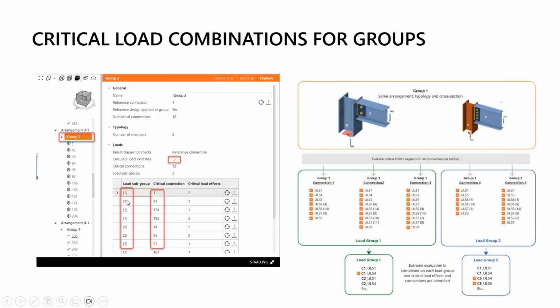That's why whenever you see this table, you have load subgroups and then the critical connection and how many critical load effects from those subgroups you will get, right? So in the presentation, I put some links where we have the detailed explanation of how the calculate load extremes are defined. But this is something we have had before in the standalone version of the software as well. So it's basically identifying the different loads in the member and identifying which is the most extreme.